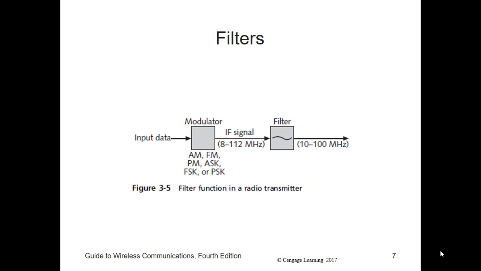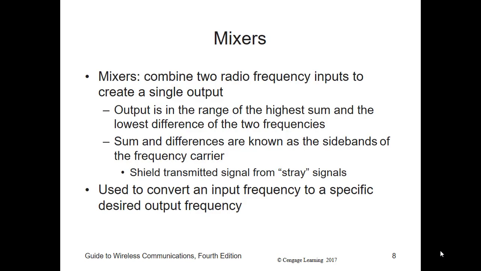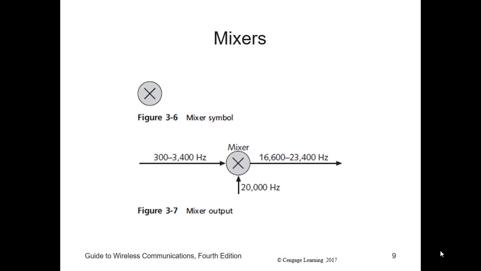Now, this is also done to prevent frequencies that fall outside the transmission range from interfering with other transmitters operating, let's say, on the adjacent frequency range. The purpose of a mixer is to combine two frequencies, the input signal and the transmission carrier frequency, and it creates what's called a signal output. The signal output of the mixer is in the range of the highest sum and the lowest difference of the two frequencies.